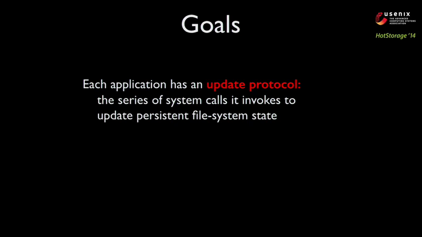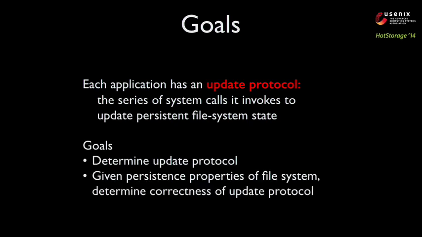Is it correct? So our goals are pretty simple. Figure out what the update protocols are, and then, given the persistence properties that we just talked about of a particular file system, or maybe an abstract file system, determine whether the update protocol works. Is it correct or not? That's ultimately what a developer who's developing a program that you trust your data with cares about. SQLite, for example, stores probably tons of data that people rely on all the time. You want to make sure that it works so that if a crash does occur, something reasonable happens.